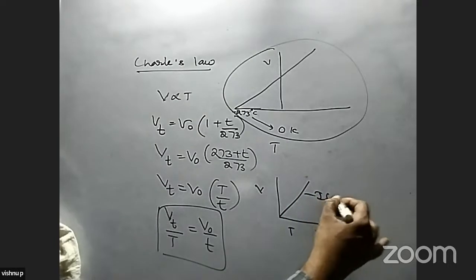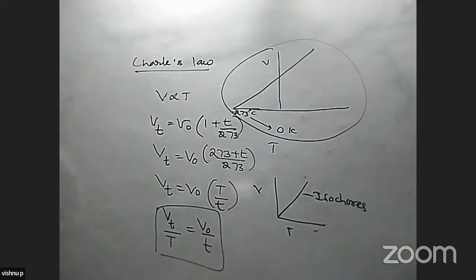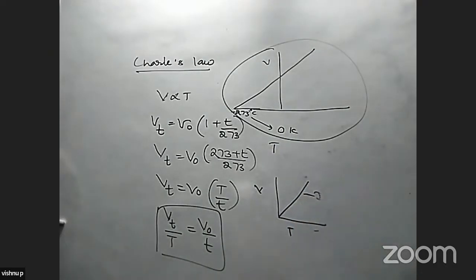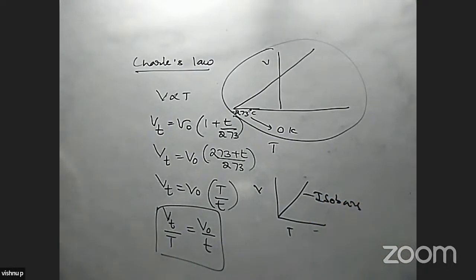This is called an isochore. What is the meaning of isochore? We get this relation at constant volume. And what is that? Isobars. What is an isobar? We get a relation between these two at constant pressure. So this is called Charles law.